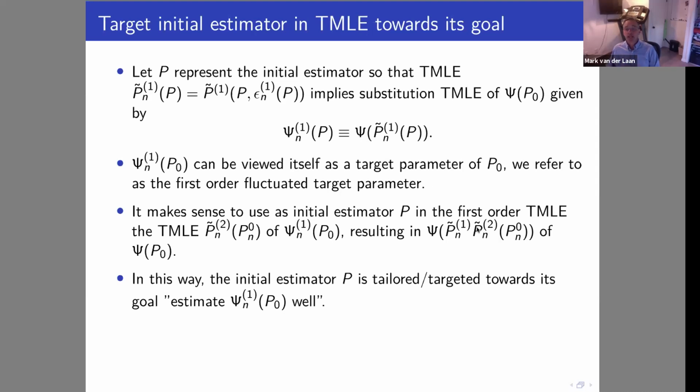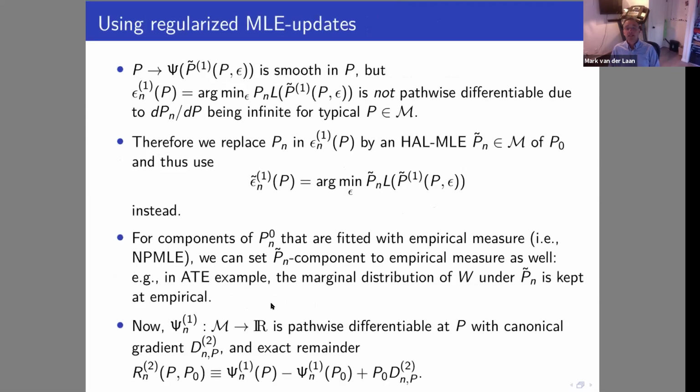So we replace the initial estimator in the TMLE, the p, by a TMLE of this new parameter, this fluctuated parameter. And then you get this psi, which first does the TMLE, uses initial estimator, constructs the TMLE of this psi n1. That becomes then the initial estimator in the usual TMLE. And so you get this kind of sequential application of TMLEs, where first you do a TMLE, that becomes the initial estimator for the next TMLE, and so on. So this can be generalized to kth order now, because the TMLE of psi n1 has its own initial estimator, and you can say again, hey, let's tailor that towards its goal. And then you define a parameter psi n2p, and so on. So in this way, the initial estimator is tailored towards its goal to estimate psi n1p well.